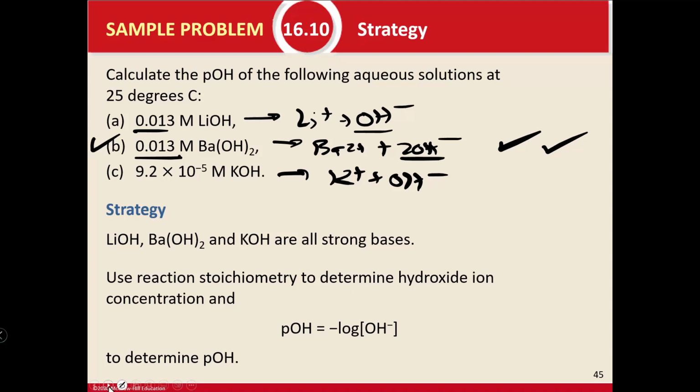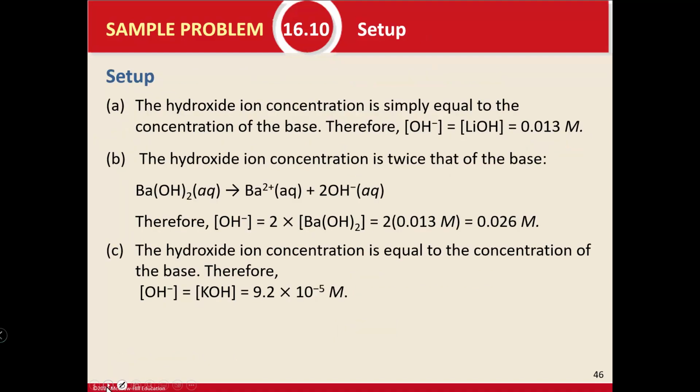So what you're going to see is that the concentration of the hydroxide ion is twice, 2 times the concentration of the barium hydroxide, because for every one of these, you get 2 of these. So now we've doubled the concentration of the hydroxide ion. So that's what we're going to take the negative log of. So this one's easy. This one is the tricky one, and the last one, because it's 1 to 1, that's also easy to do. Just take the negative log of 9.2 times 10 to the negative 5th.